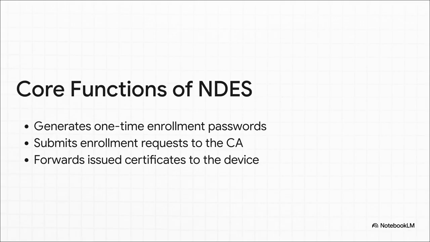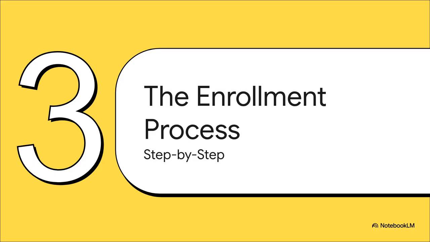When you boil it down, NDES really has three core jobs. First, it's the gatekeeper. It creates these single-use passwords so an admin can approve a device. Then it turns into a courier, taking the device's request and formally submitting it to the certificate authority. And finally, it completes the delivery, picking up the shiny new certificate and bringing it back to the device that asked for it.